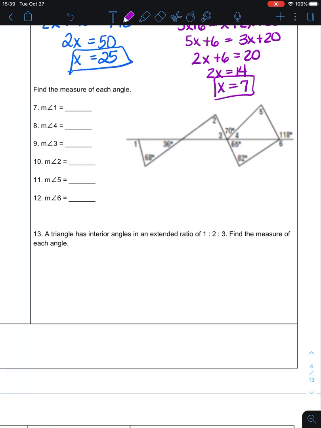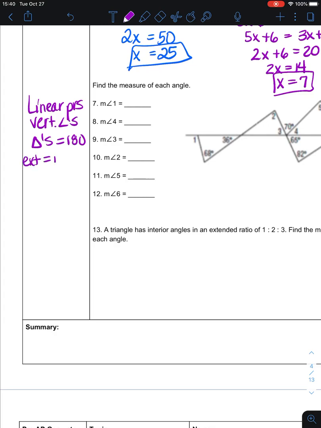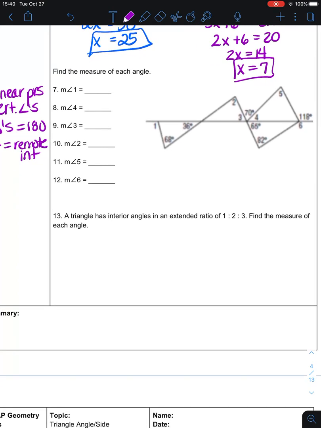Now, with this next set, 7 through 12, you really have a lot of different options. So I highly recommend that you pause the video for a second and work it out using everything that you know. Don't forget, you know linear pairs, you know vertical angles, you know the angles of a triangle equal 180, and now you know that the exterior angle equals the remote interior angles. You can use any of those things to do this problem.